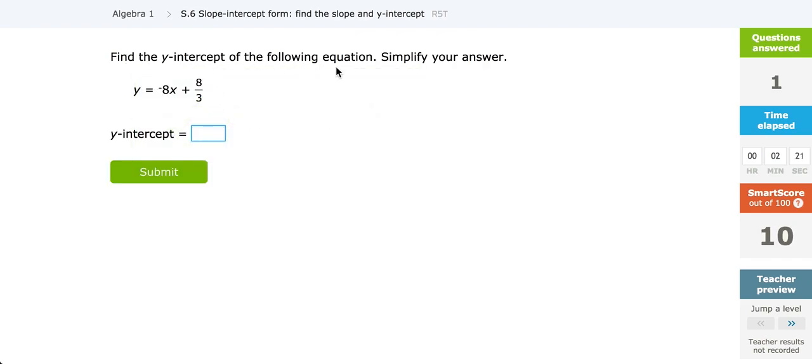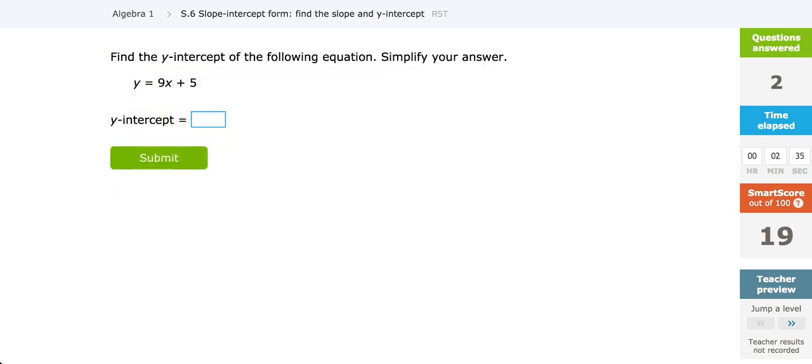Find the y-intercept of the following equation. Again, the constant in this case, plus 8 over 3 or 8/3. You type that as 8/3. Enter or click submit. Find the y-intercept of the following equation. Again, the y-intercept is the constant, positive 5, because that's a plus 5.